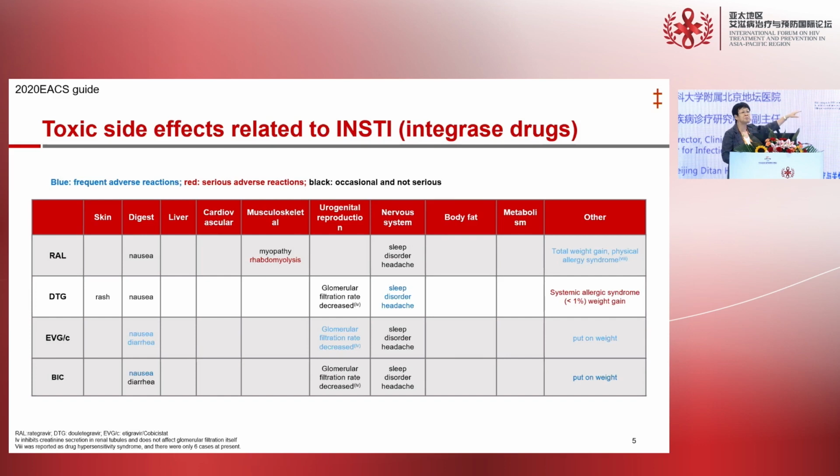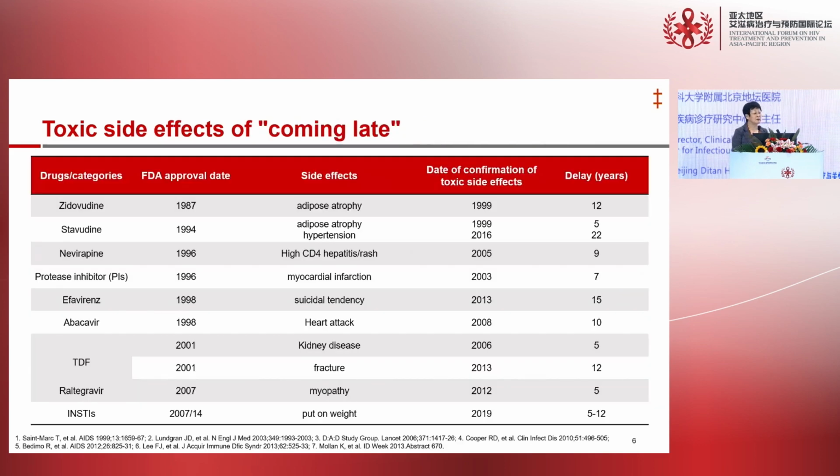So the blue complications refer to those adverse reactions higher than 10%, and the red ones actually are the severe ones. And also you can see that BIC may also have a problem of eGFR and also body weight gain. So these are the big four in the INSTI class.